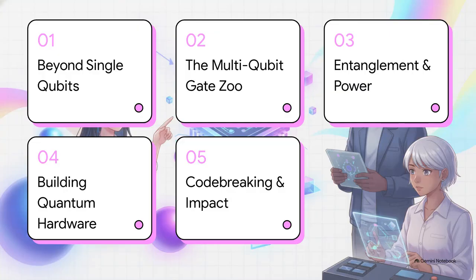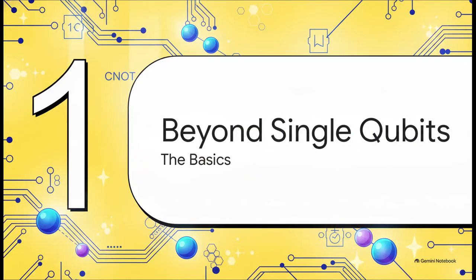To get there, here's our roadmap. We'll start with beyond single qubits, explore the multi-qubit gate zoo, examine entanglement and computational power, look at how we're building quantum hardware, and wrap up with code-breaking and real-world impact. Okay, Section 1, Beyond Single Qubits.